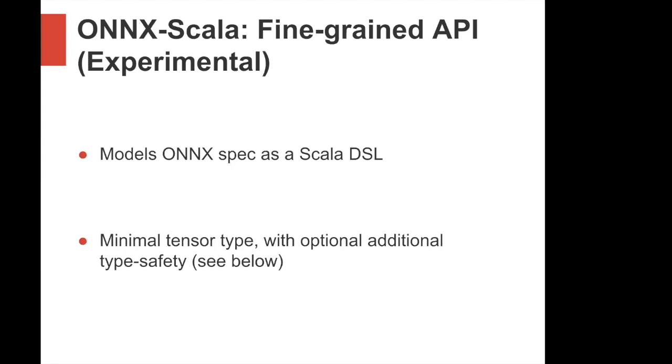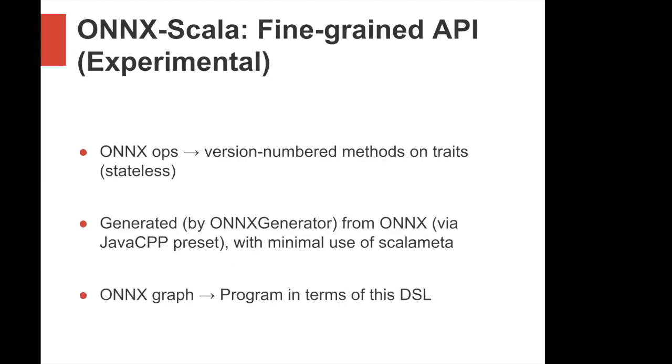So it models ONNX, that we discussed, as a Scala DSL. And it includes a minimal tensor type. The most basic form is just a type alias over the data and the shape of the data, with optional additional type safety that we'll discuss a little bit more. So the ONNX operations map to version numbered methods on traits, and they're stateless. These operations don't have any hidden internal parameters that could be changed or be different based upon training. Everything is inputs.